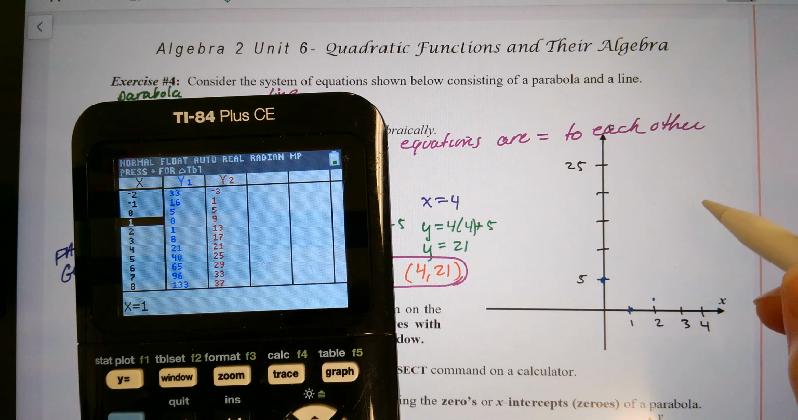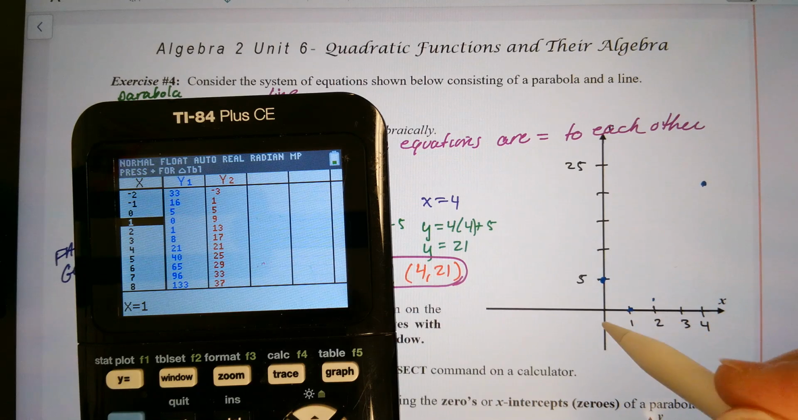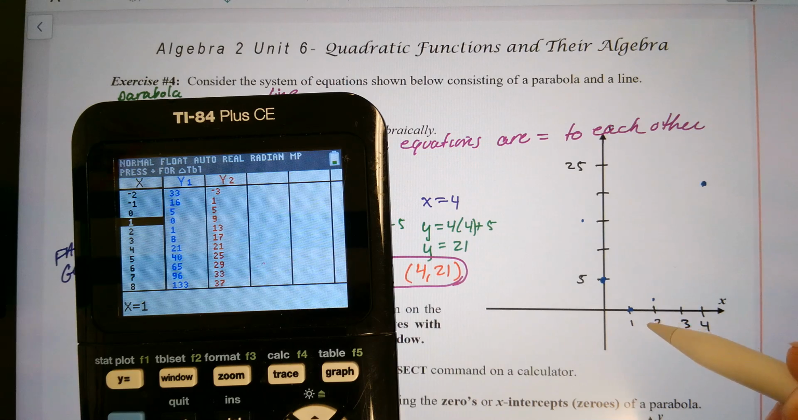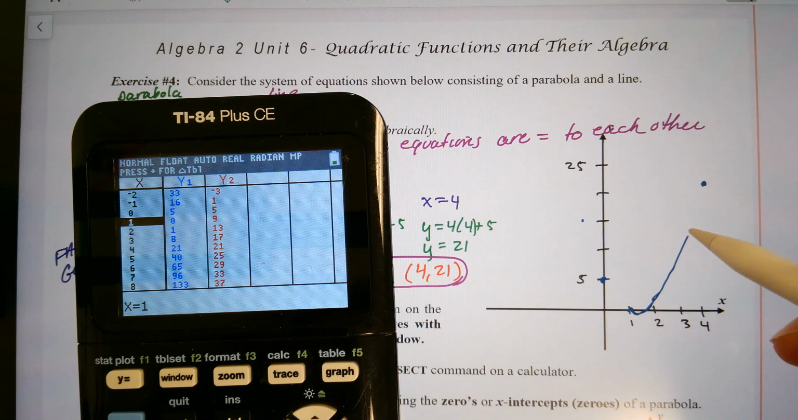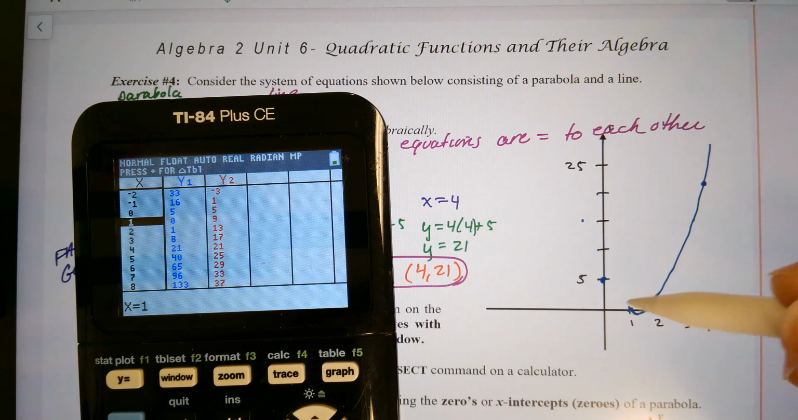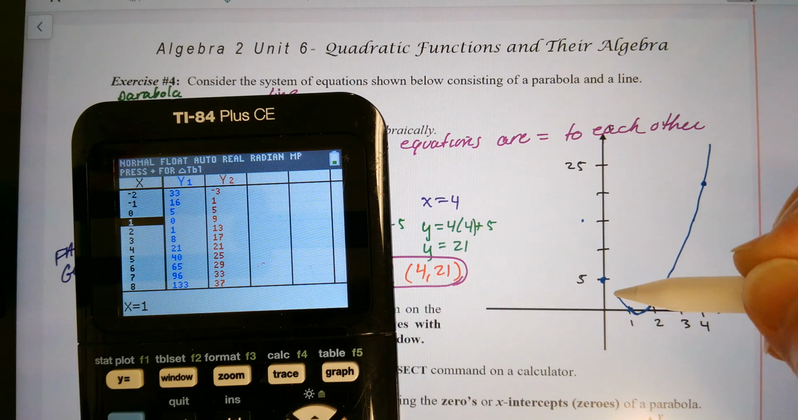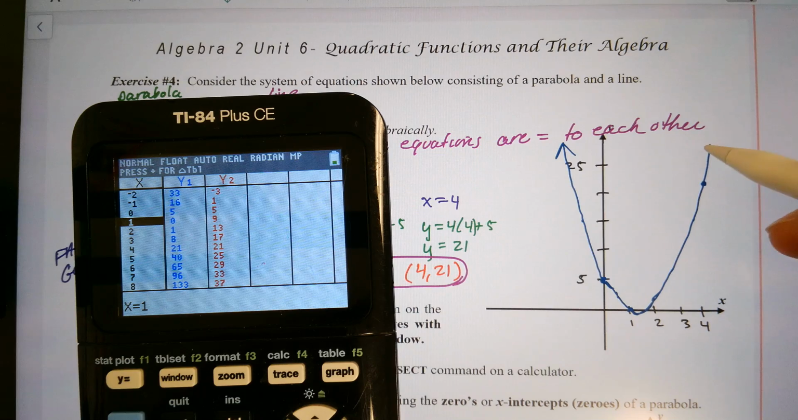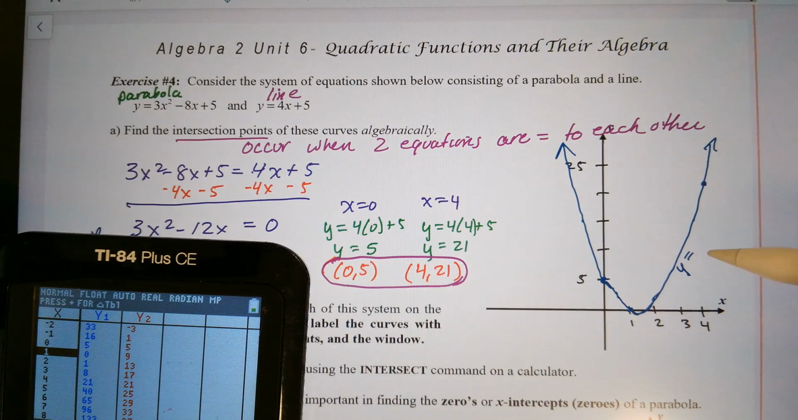Jump up to (4, 21), about right here. I'm estimating here, and negative 1, 16 out here. Okay, so I'm going to use this to try to sketch out my parabola. Label this with its equation, y equals 3x squared minus 8x plus 5.